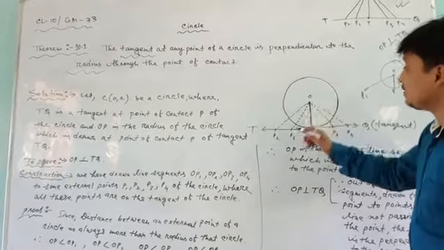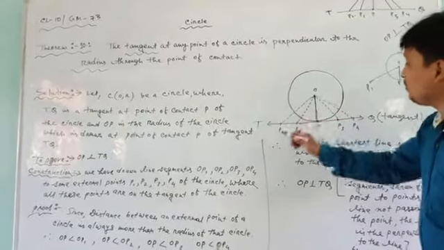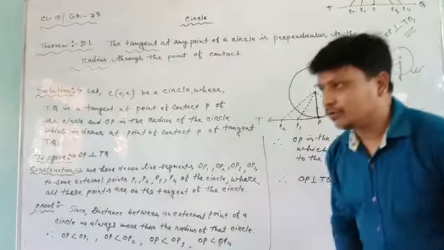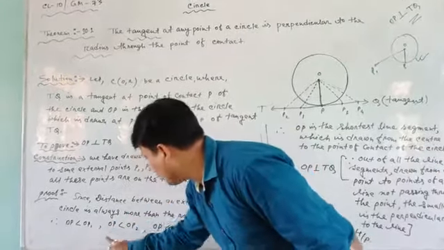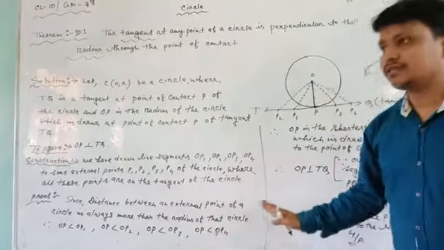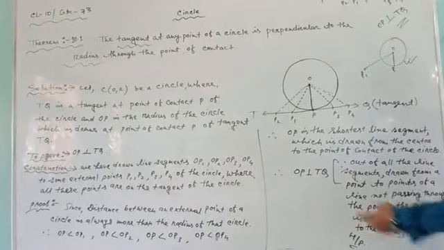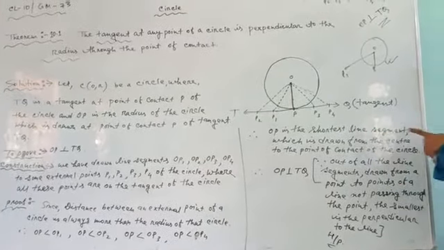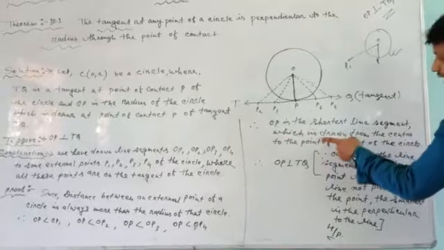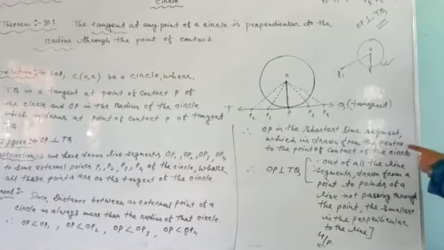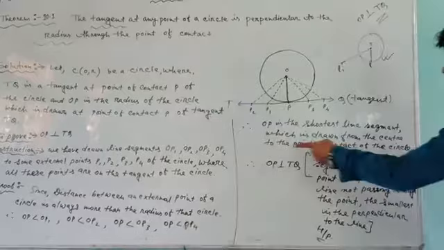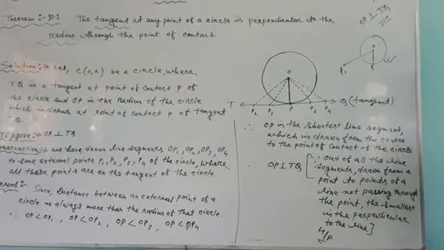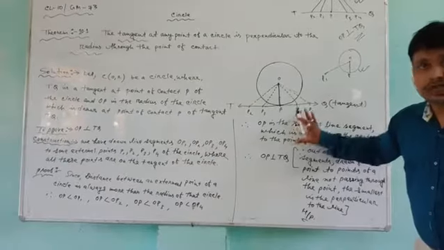That means the length of the other line segments OP1, OP2, OP3, OP4. So from this statement we can write, here you see, OP less than, OP less than, OP less than, OP less than. That means OP is the shortest. So written: OP is the shortest line segment which is drawn from the center to the points of the circle, or center to the point of contact of the circle. So OP is the shortest, already proved.